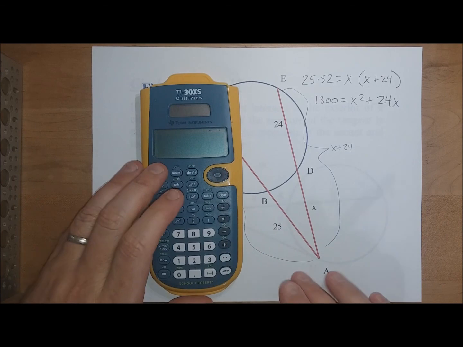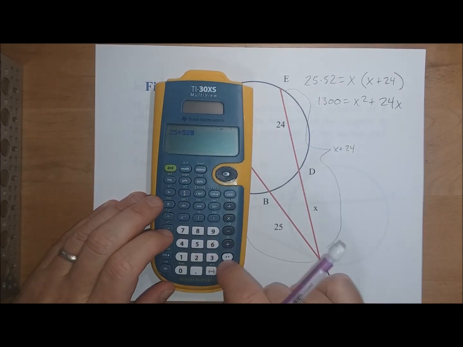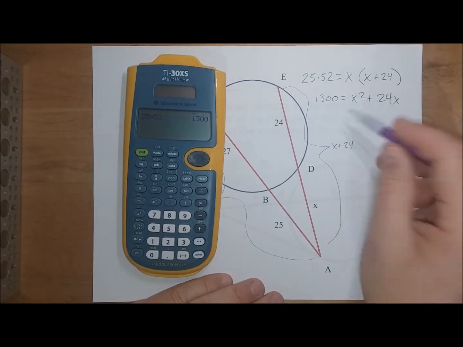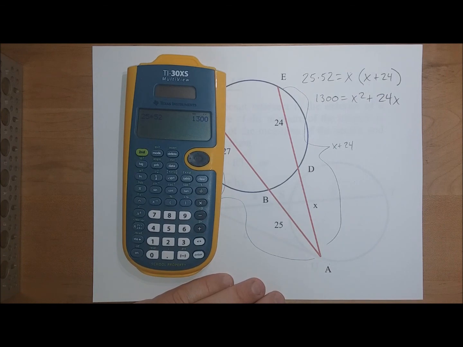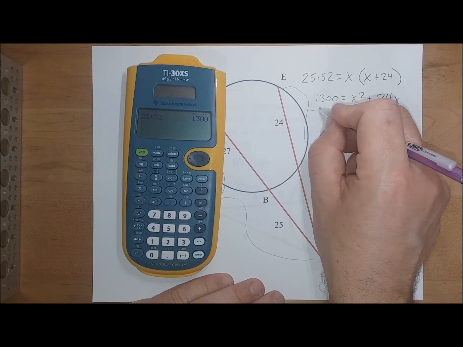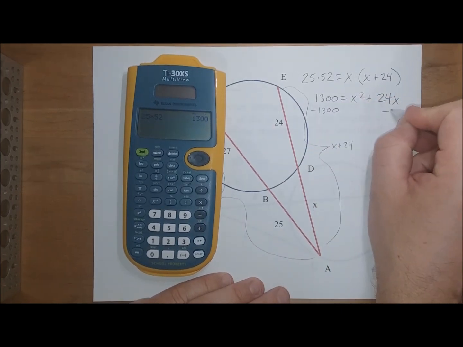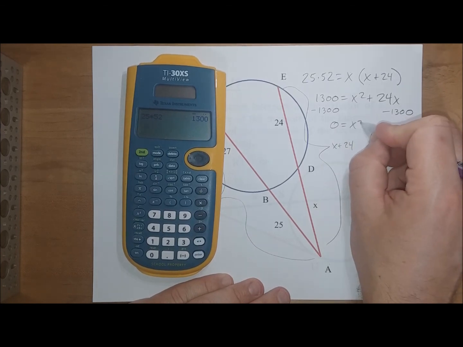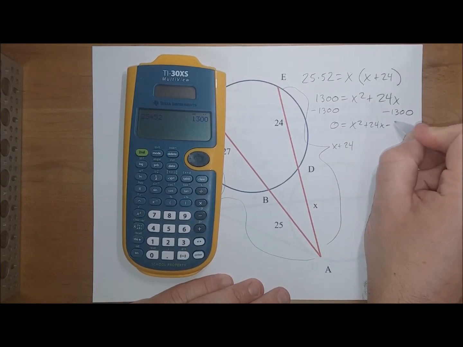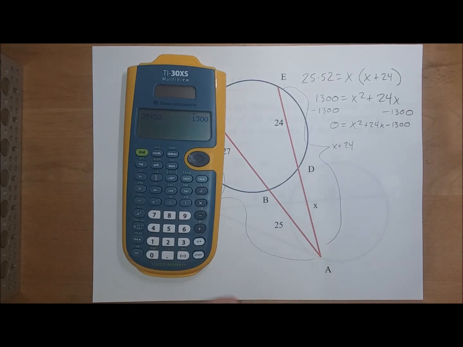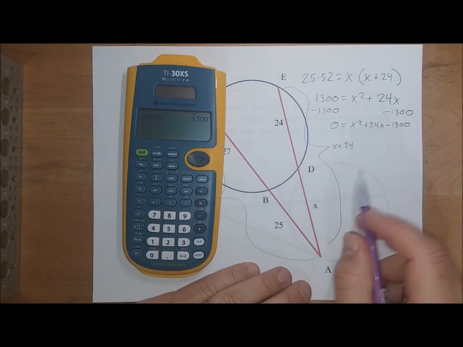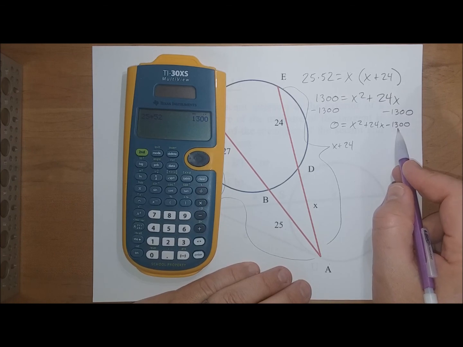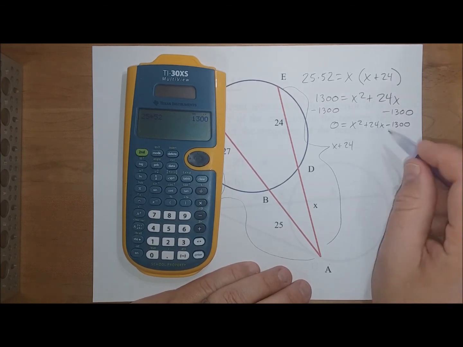Let's see. Did we in fact get 25 times 52? Yep. Remember how to solve quadratics? We've got to factor them. And to do that, we first want to set them to 0 so that we can use the zero product property, right? So we get 0 equals x squared plus 24x minus 1300. Okay, all right, I need two numbers that multiply to negative 1300 and add to 24.